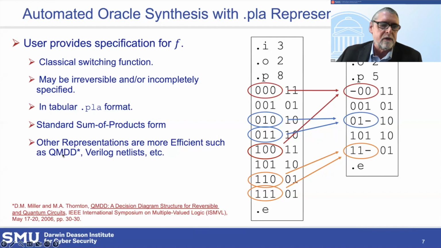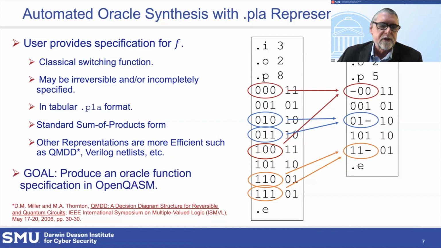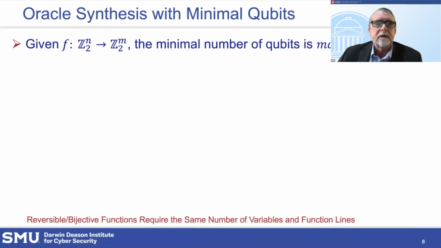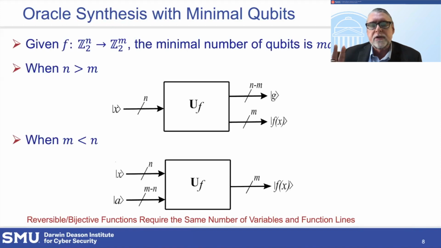One of those is the QMDD that was presented by my colleague Michael Miller and myself in 2006, or Verilog netlist. But for ease of understanding, we're going to stick with this PLA. So the goal is, given this input specification, we want to produce the oracle function as a cascade of gates. And I'm going to show you two methods.